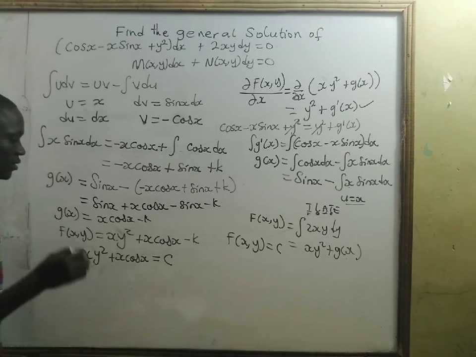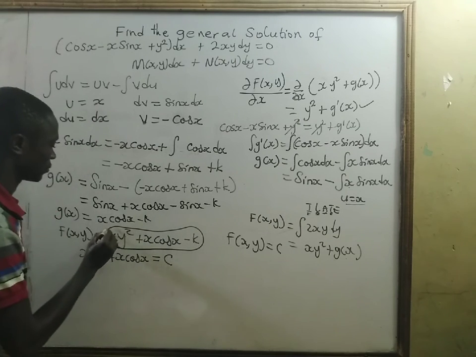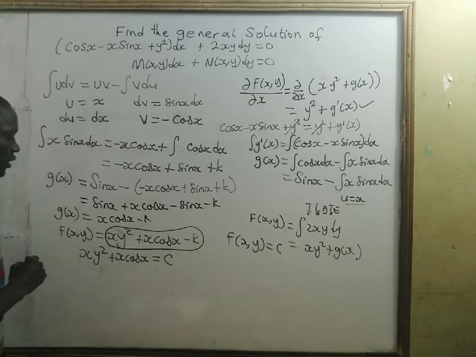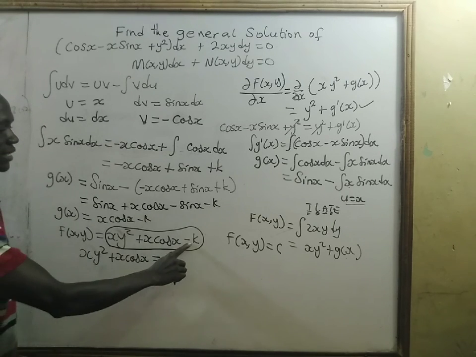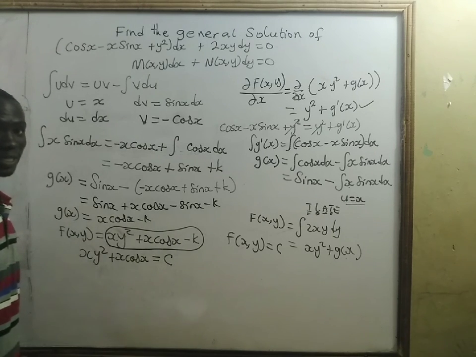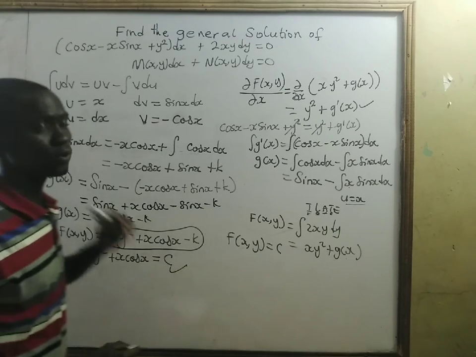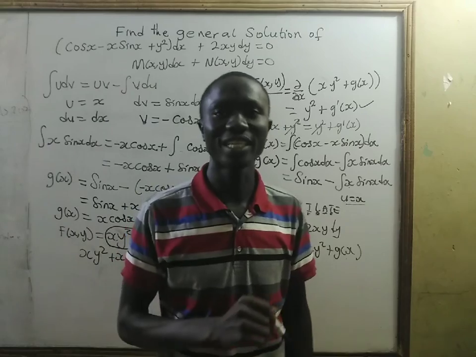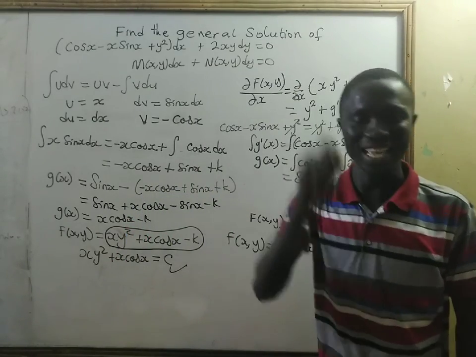That is it. This is our f of x, y. So if we equate it to c and send this integral constant here, a constant plus a constant is still a constant. So you see this constant there. So this is the general solution of our differential equation, and the differential equation is exact.